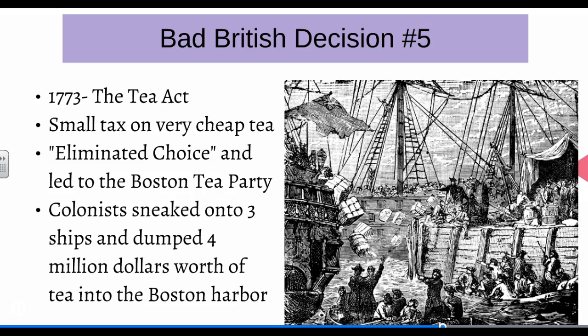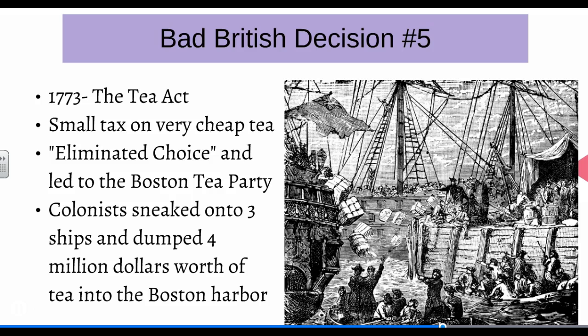The Tea Act was a very small tax on cheap tea. It wasn't a huge tax, but what it did was eliminate choice for the people of Boston and the colonists in general, all 13 colonies, because it forced them to buy this cheap British tea, which was not at the same quality as what they liked. It basically created a monopoly for the British on tea. And the colonists were not happy about this at all, and they tried to boycott it.